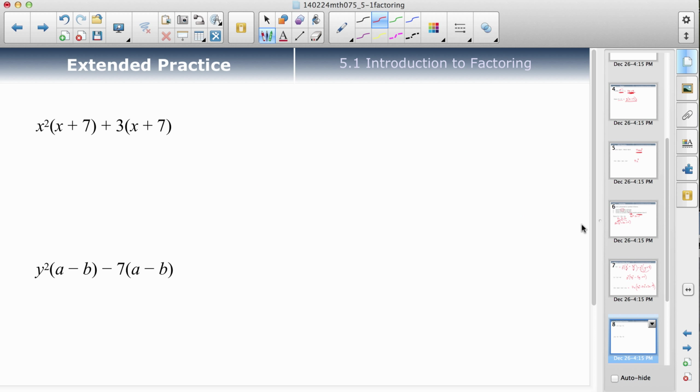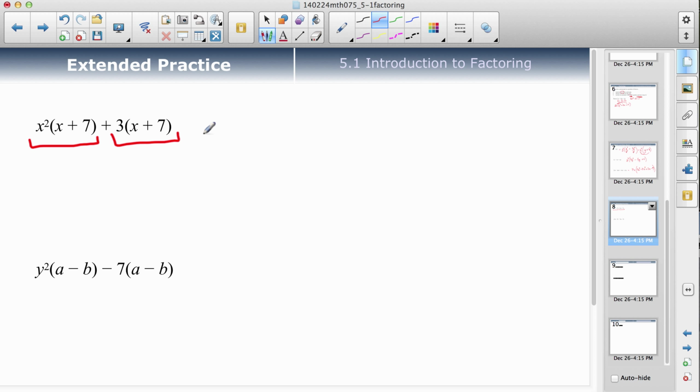Now here's one that's just a little bit extended, in that here I have two terms, that term and this term, and I'm looking for the greatest common factor. With the x squared and the 3, there's nothing there, but each of these has an x plus 7. So x plus 7 is common to both of those. If I divide this one by x plus 7, I'm just left with x squared. If I divide this one by x plus 7, I'm just left with 3. So that's an example of a common binomial that's a greatest common factor.